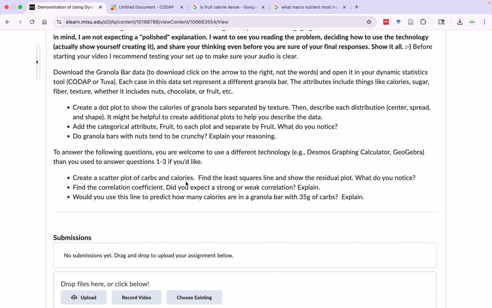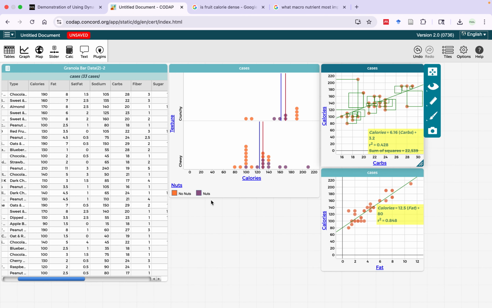Okay. The categorical attribute fruit. What do you notice? Did that. Do granola bars tend to be crunchy? No. You just got to plot of carbs and calories. Least square lines. Residual plot. What do you notice? Did that. Correlation coefficient. Did I expect a strong correlation? Strong-ish. Yes. Would you use this line to predict how many calories are in a granola bar? I did that. Cool. Use fats though if you want to predict that, not carbs. But I still say carbs is good. 0.42.